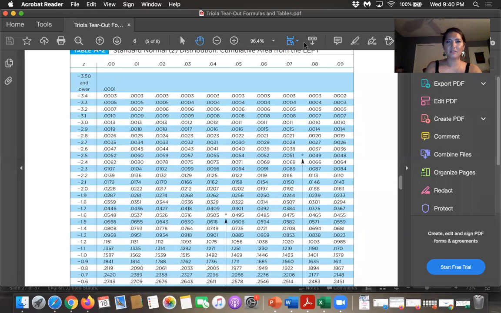Okay, so I look in this first column for negative 3.06. So there's negative 3.0, there's negative 3.00, 3.01, 2, 3, 4, 5, 6. And that's what we get. So the area to the left of z equals negative 3.06 is approximately 0.0011. And then we're going to double that, and that's our p-value.